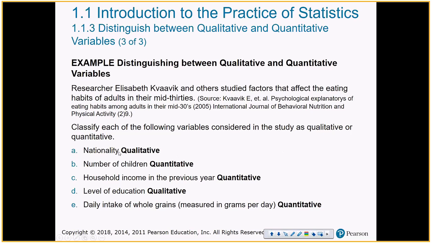Okay, what nationality are you? Qualitative. Number of children? Quantitative, because you're counting. Household income? Quantitative. Level of education? Can you add bachelor's degree plus master's degree? No.